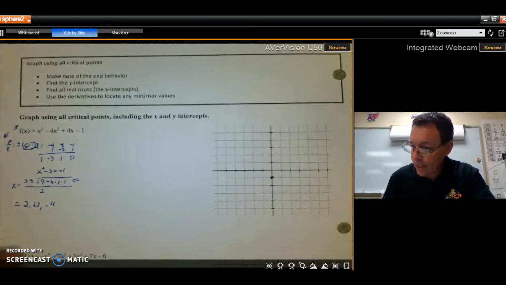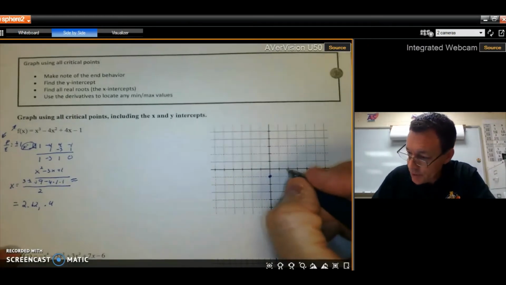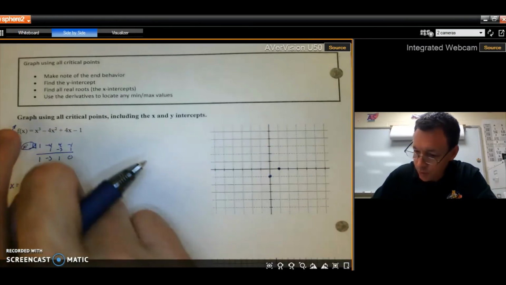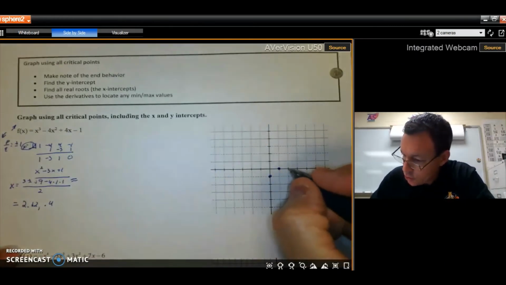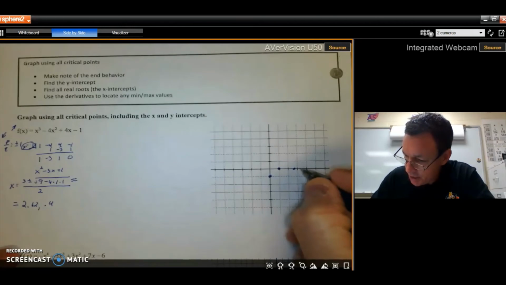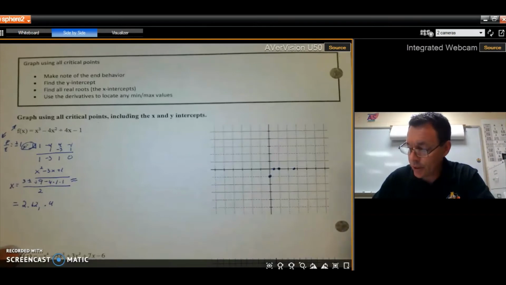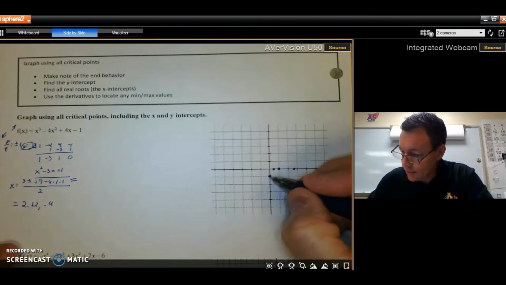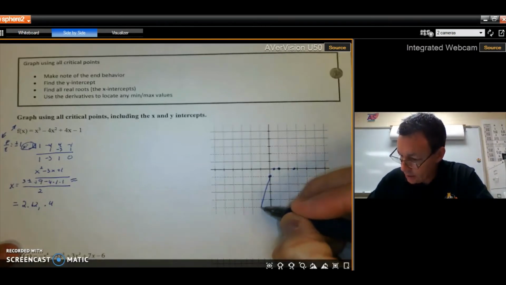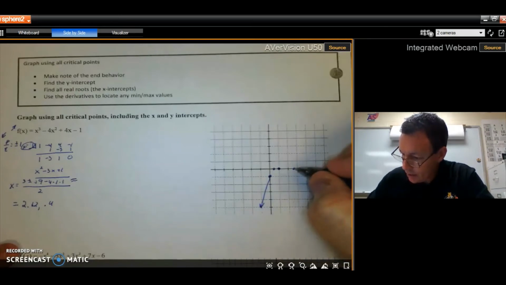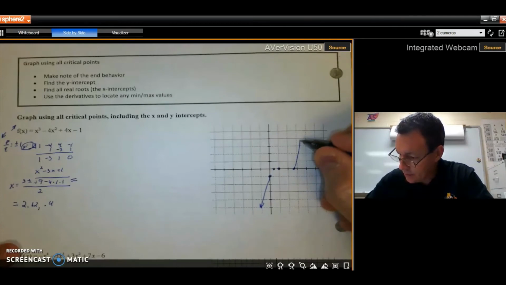So what do we have? We have x-intercepts at 1. That's the first one we found. At 2.6 approximately, and at 0.4. A little bit less than half. All right, so that's what we know. We also know that the ends of this graph are going to go down, and right here it's going to go up. I don't know exactly what that's going to look like, but something like that.